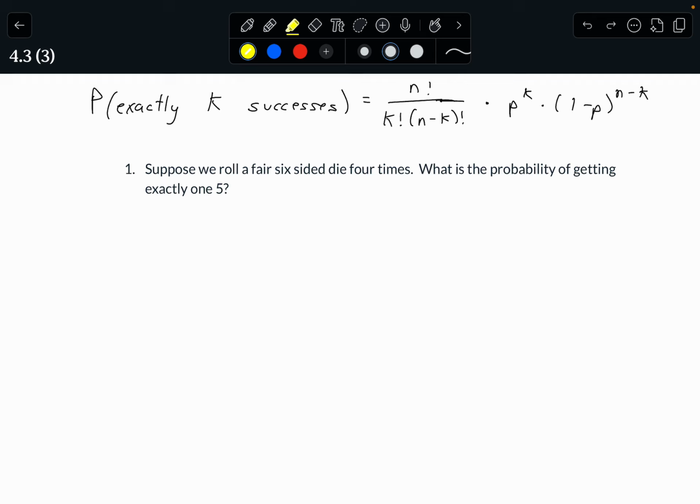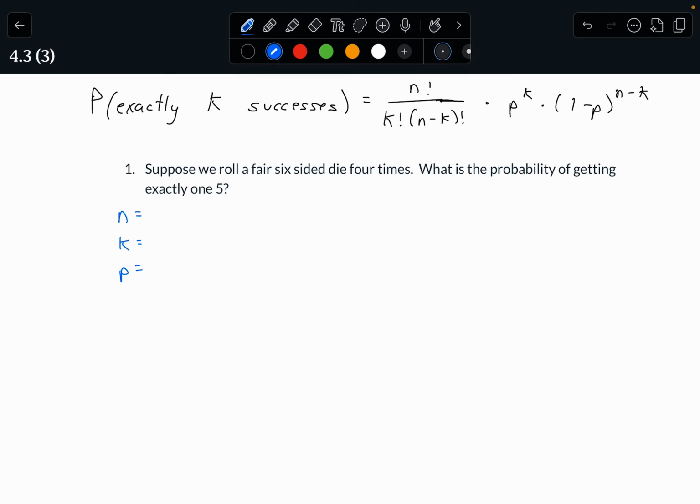So for all of these problems, we need to determine, first of all, what is n. So we want to know what is n, how many trials am I running? What is k, how many successes am I looking for? And what is p, what's the probability of success of each one of these trials?